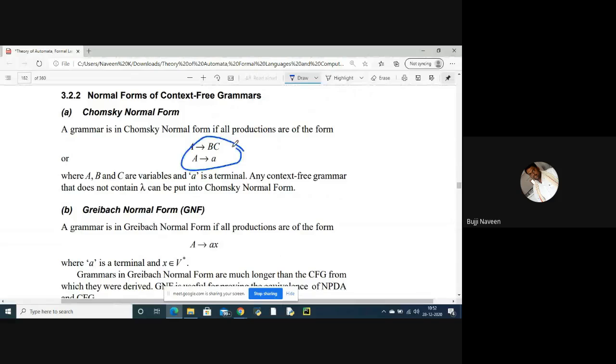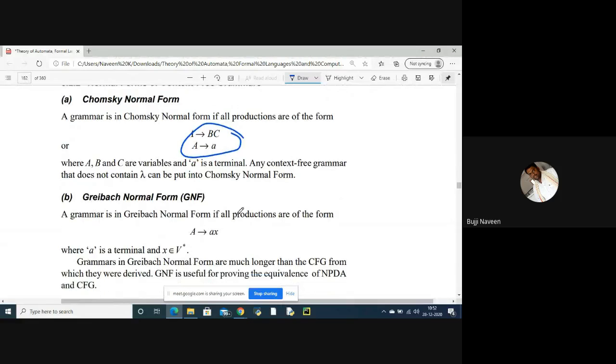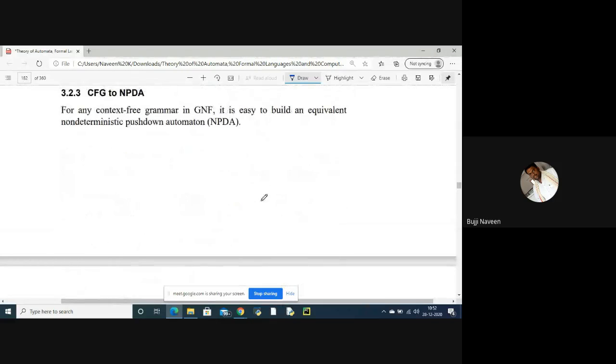So it is the syntax of Chomsky normal form and the syntax of Greibach normal form.